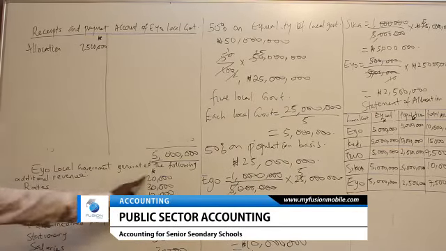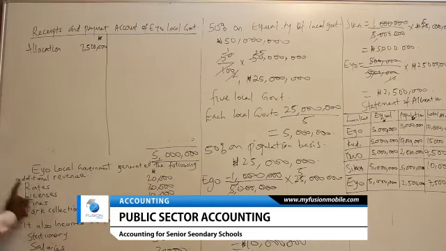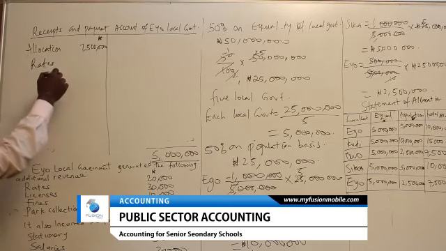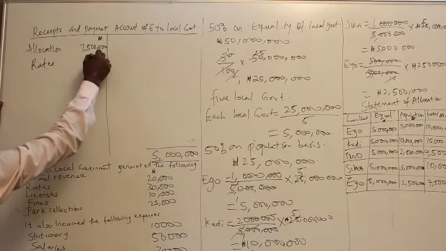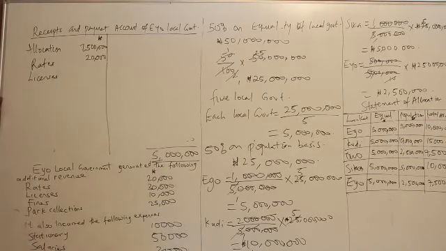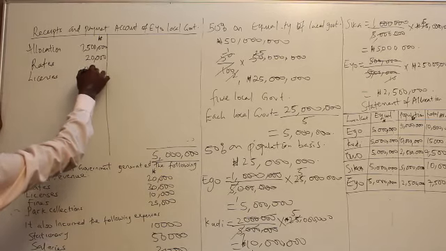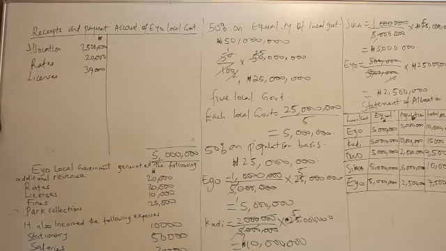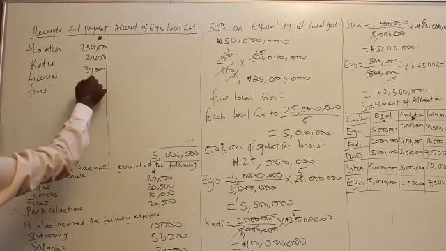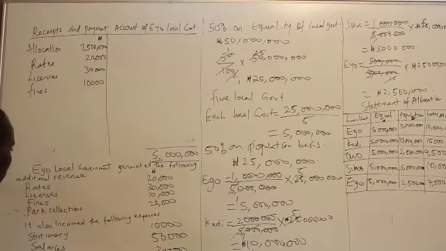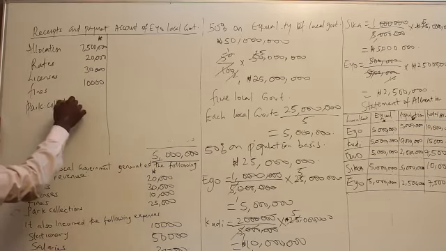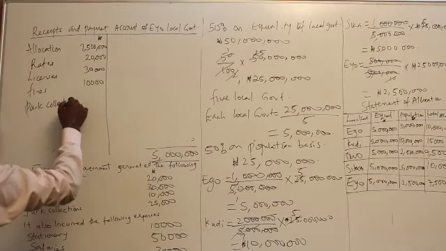Now, our local government generated the following additional revenue. So all these revenues are receipts. We have rates, 20,000 naira. We have licenses, which is 30,000 naira. We have fines, which is 10,000 naira. We have park collection, which is 25,000 naira.